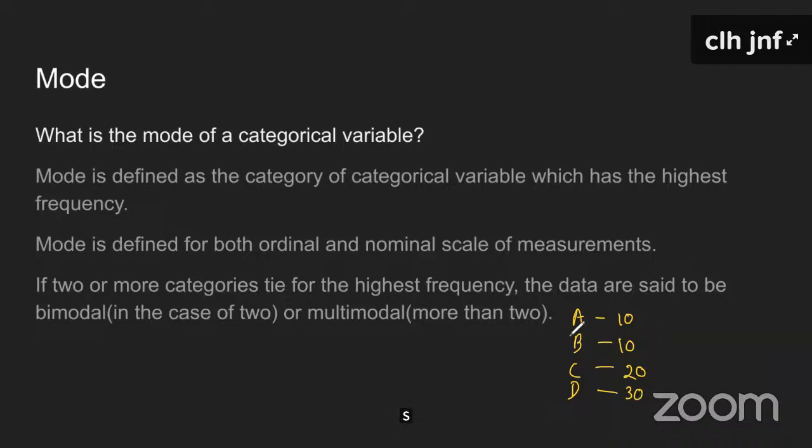If this is a frequency table, then I will ask what is the mode and is this bimodal data? What will you say? Is this bimodal data? No. Why? You should reply why it is bimodal data. Anyone? There is only one category with the highest frequency, that is 30, so this is not bimodal. Here only one category has the highest frequency, that means D.